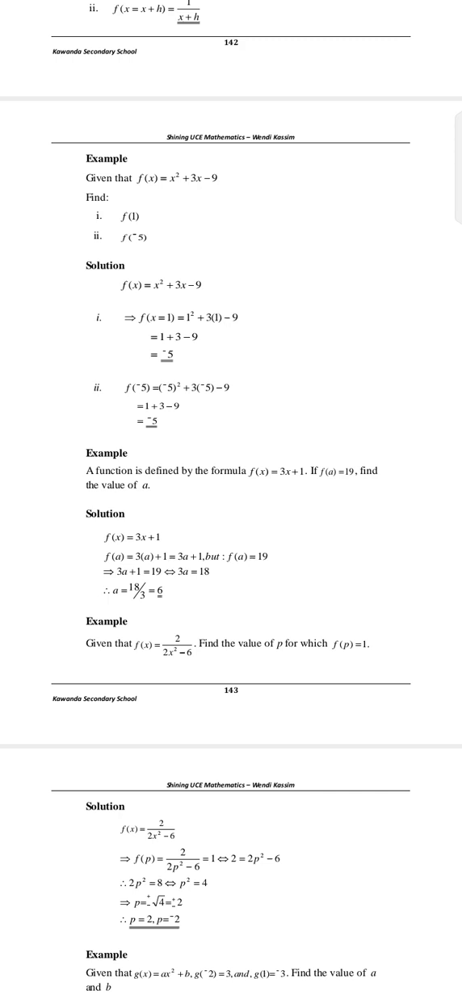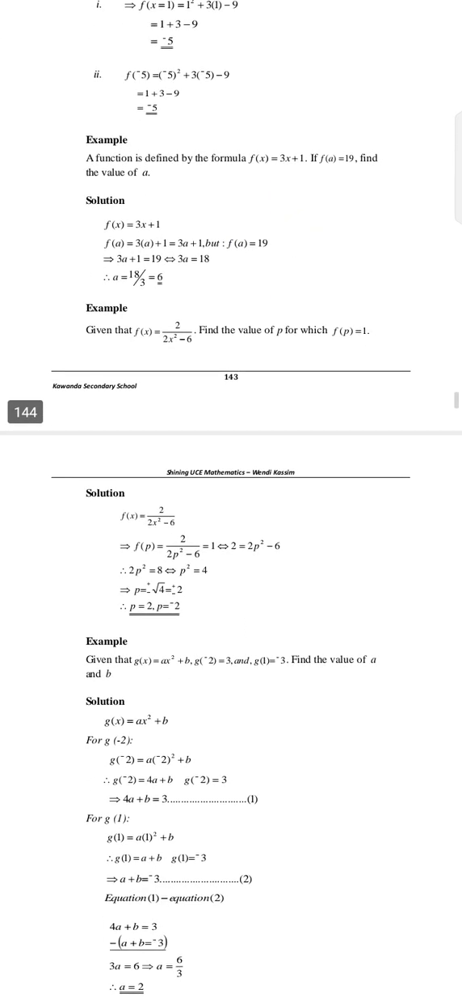If they give you f of negative 5, you still put negative 5 where x is. So in my function x squared plus 3x minus 9, I will have negative 5 squared plus 3 into negative 5, then minus 9. When you get negative 5 squared, it gives you 25. When you get 3 times negative 5, you get a negative 15. And so 25 minus 15 is 10. And 10 minus 9, you get 1. I think here they made a mistake, but the correct answer is 1.